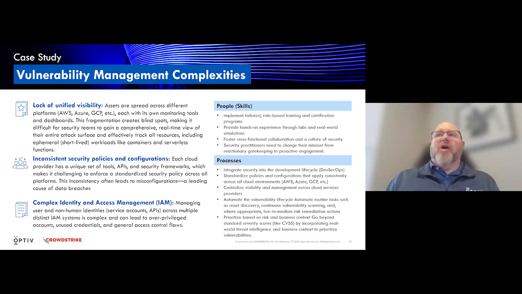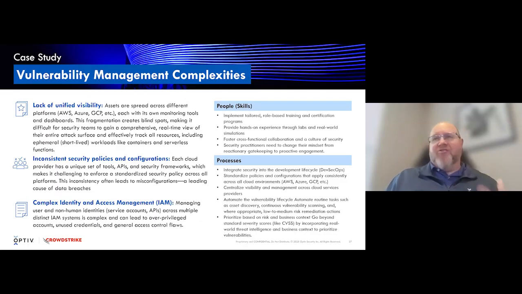Yeah, absolutely. We've talked a lot about visibility, and we're going to talk about it again because it's important. Assets are really spread across different platforms, whether it be AWS, Azure, GCP, Alibaba. We could go on and on. Each of those comes with its own monitoring tools and dashboards, and that results in fragmentation and blind spots around just the vulnerabilities you have. And we could even talk about what vulnerabilities mean.